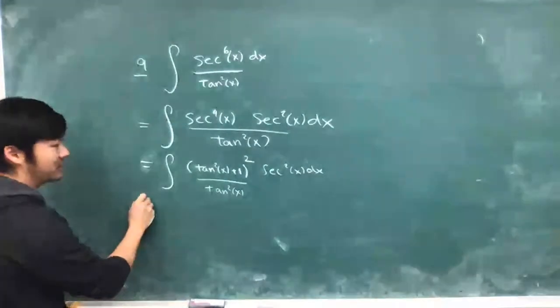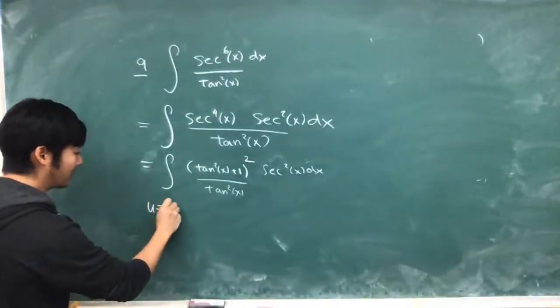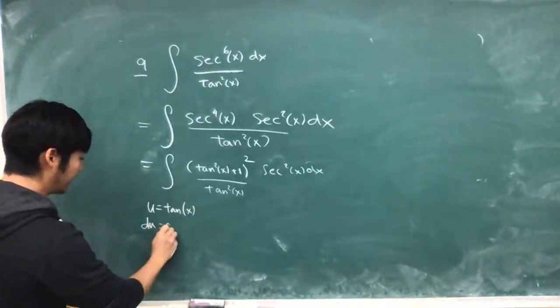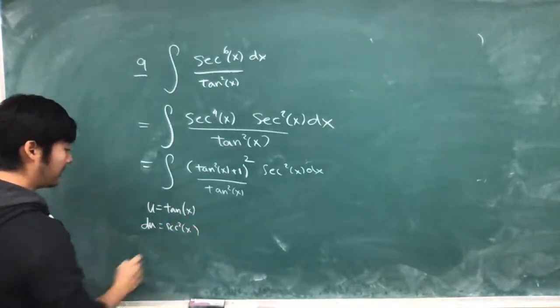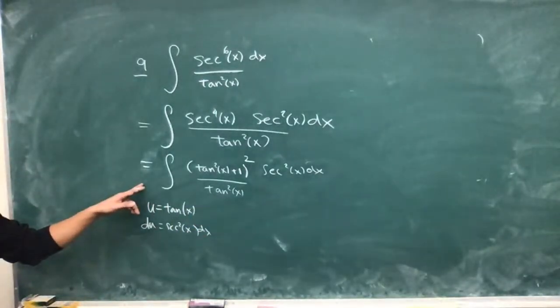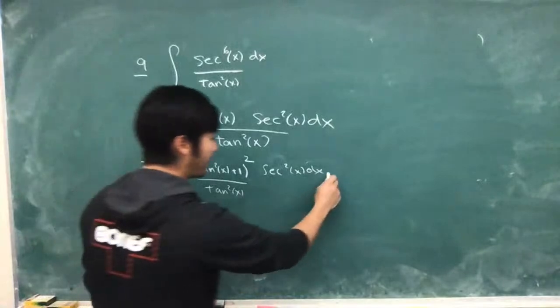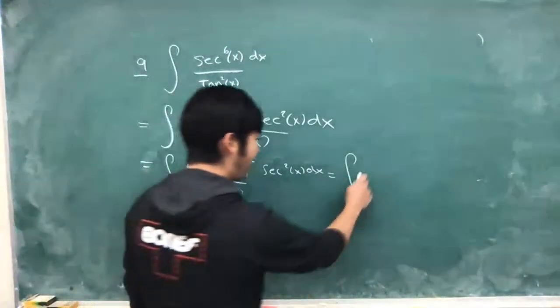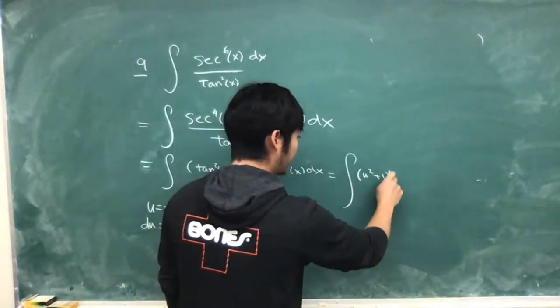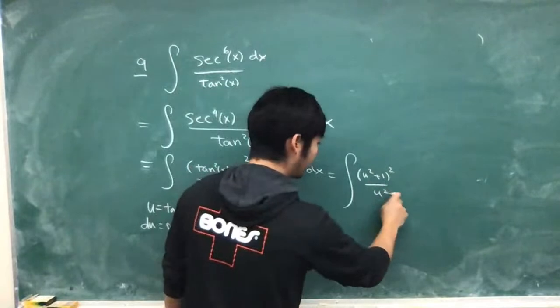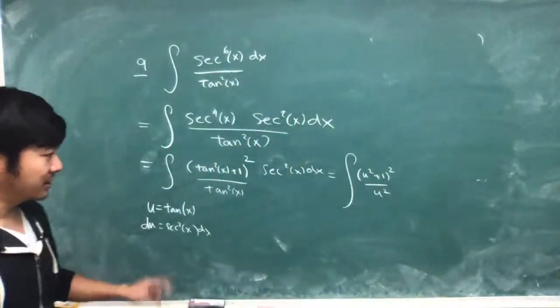So now you just do u equals tangent. du is secant squared dx, so you can convert this into just an algebra integral. So this is going to be (u squared plus 1) squared over u squared, and then secant squared dx is du.